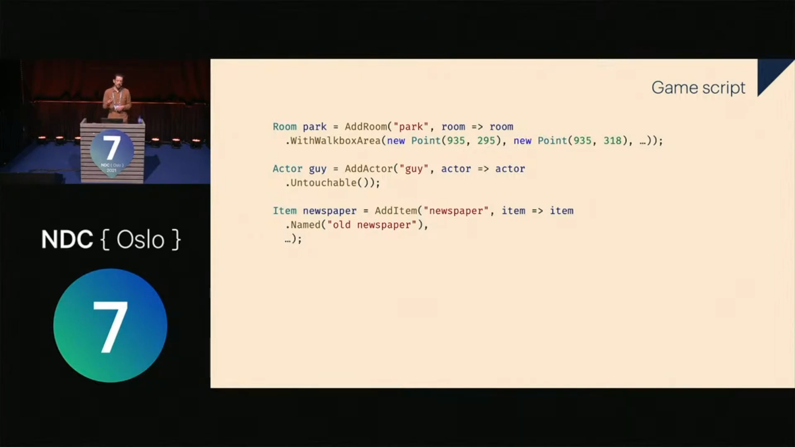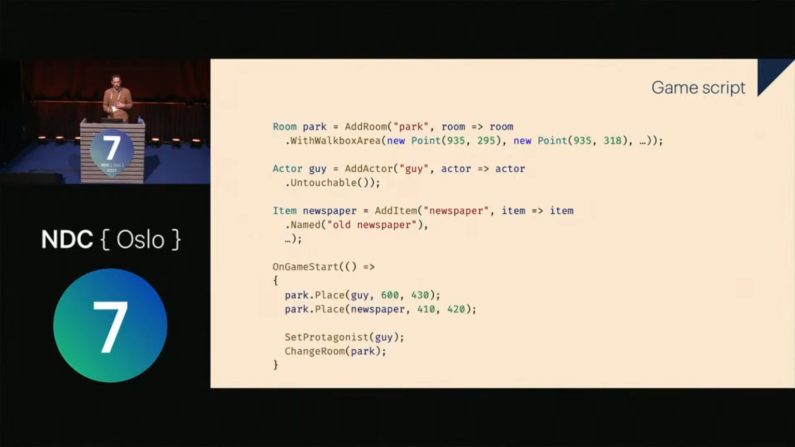And then I can add some code that I want to run when the game first starts. And I can register that code in my onGameStart method. So in this callback, I place both Guy and a newspaper in my park room. And then I tell the game engine that Guy is my main protagonist. So now the game engine knows who you are controlling. And then I tell the game engine to change the room to the park. And the engine actually checks if you've set a protagonist and you've set a room, because otherwise it wouldn't know what to do. It will just throw an exception.